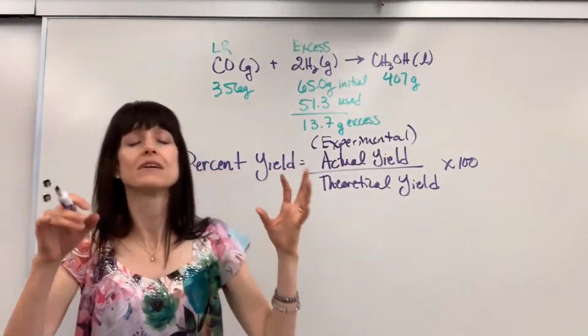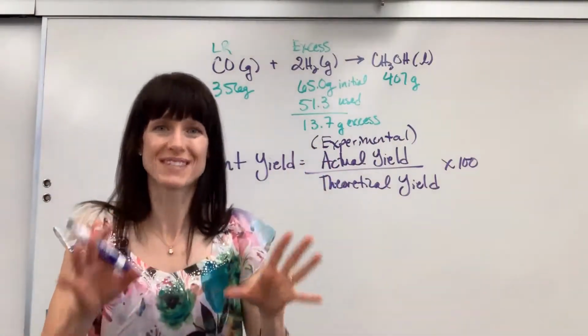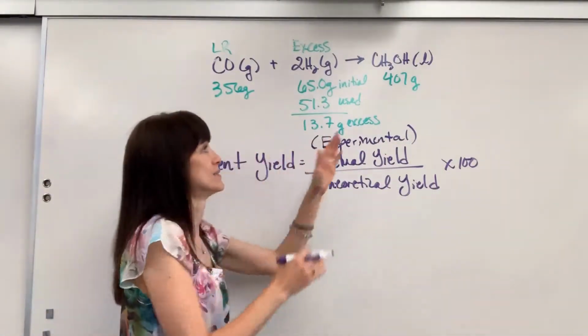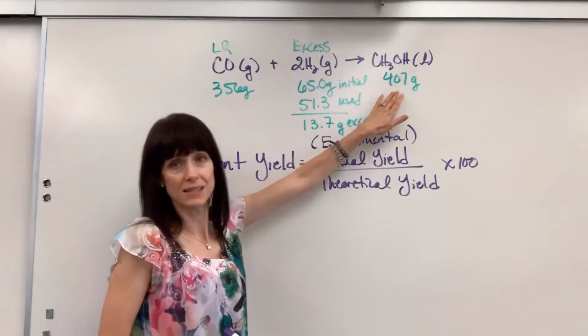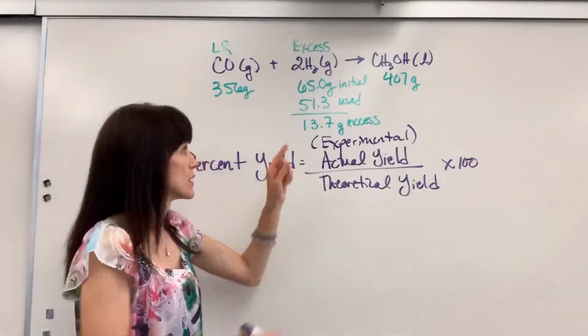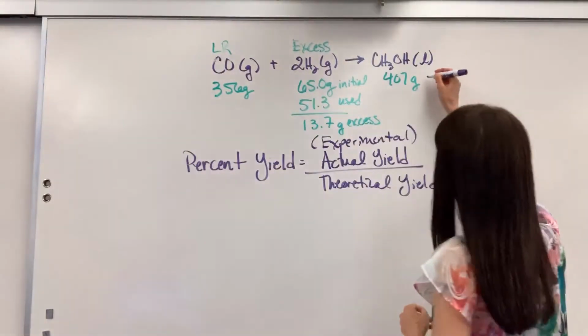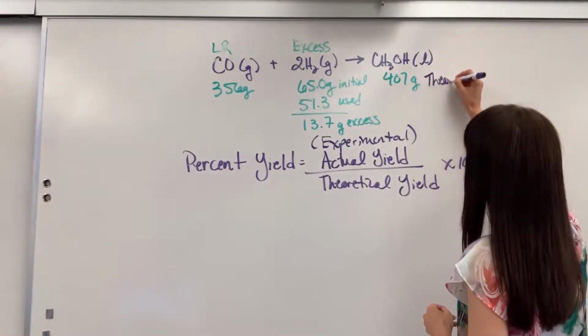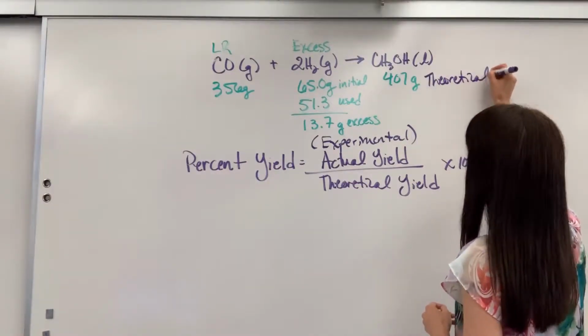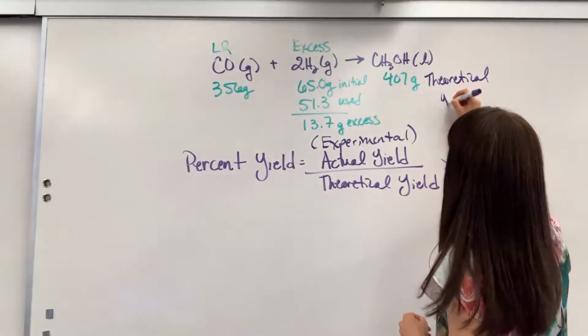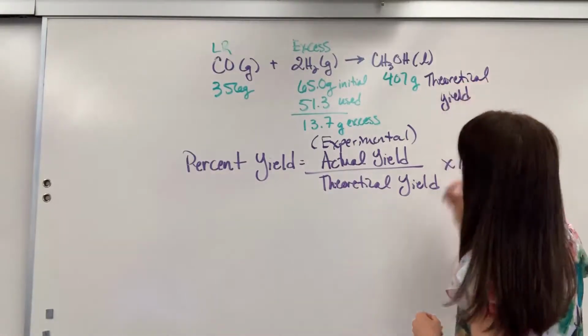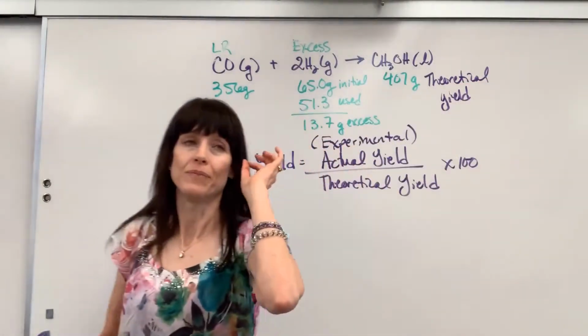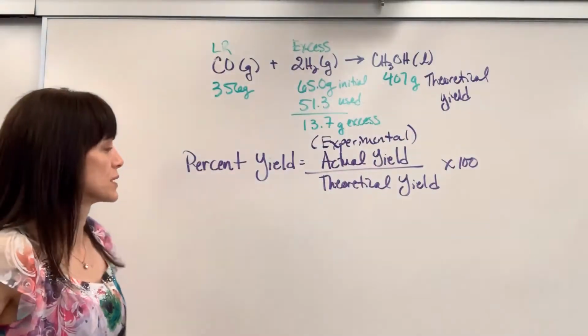This is perfect, angels are singing, there were no mistakes, the exact amount that you would get in the lab if everything was perfect. So let's put a note right here. This is called your theoretical yield. It's what you get from the stoichiometry. That's the exact amount that we should get.